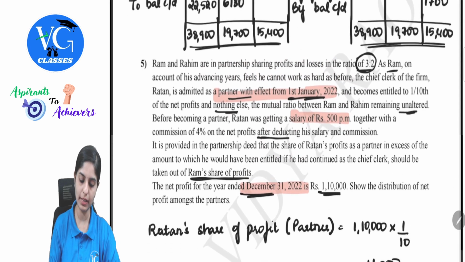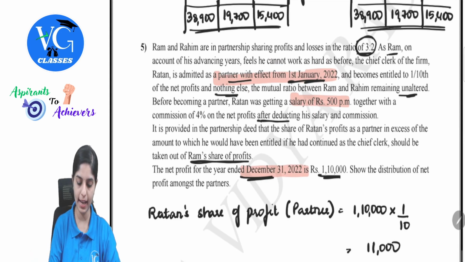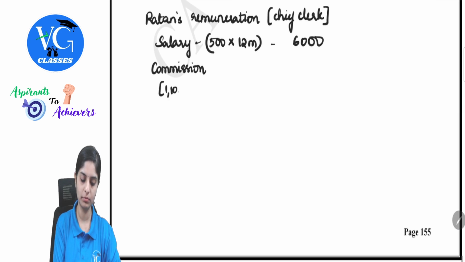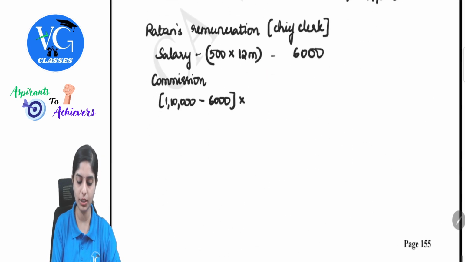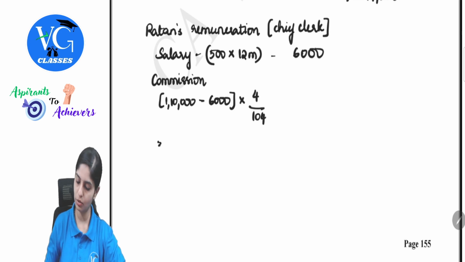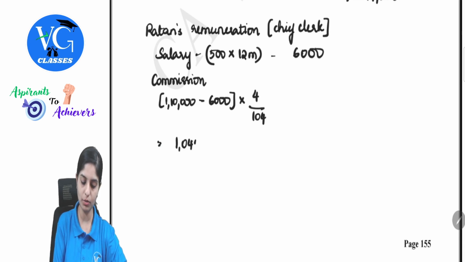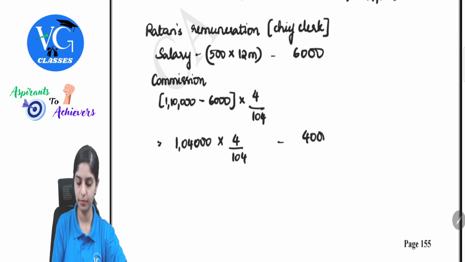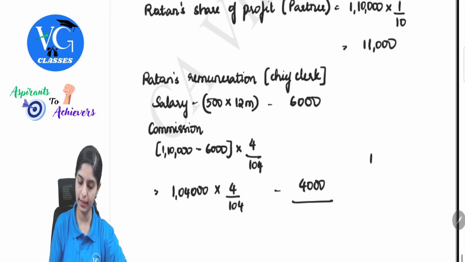So commission is mentioned that net profits after deducting his salary and commission. So what was the net profit? 1,10,000. What is the salary? 6,000. Commission we are supposed to find. But here when we are considering the rate, we will have to take after charging. That means rate divided by 100 plus rate. So this will be 1,10,000 minus 6,000, 1,04,000 into 4 divided by 104. This will be 4,000. So total is 10,000.